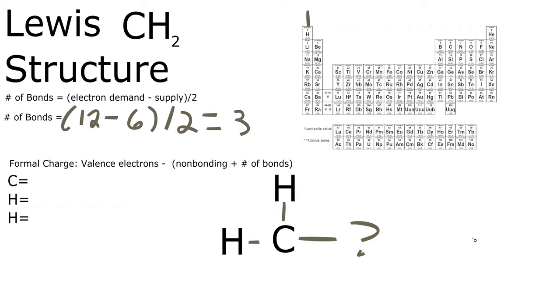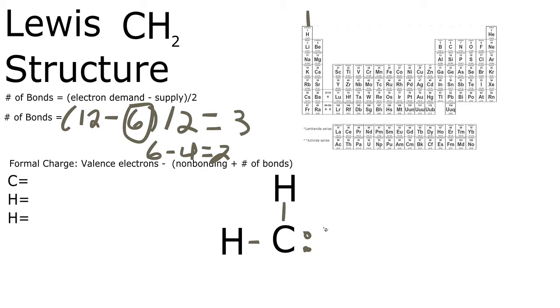So what would we do? We would simply ignore this equation and just know how many electrons we have in our supply. In a single bond, we have 2 electrons, so 2 and 2 is 4 electrons. 6 minus 4 gives us 2. We only have 2 electrons remaining, and we can't put them here, and we can't put them here, so the only place to put them would be on the carbon.